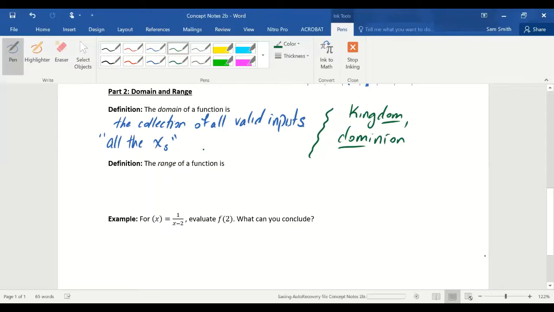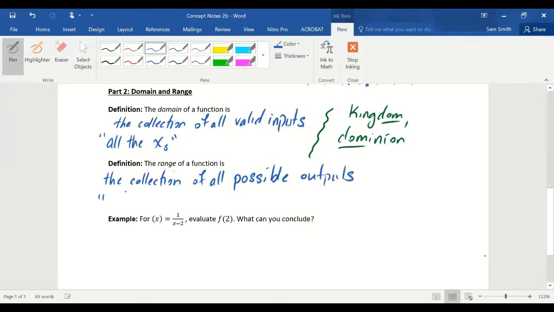Okay. Now, on the flip side, the range of a function is the collection of all possible outputs, everything that this function is capable of producing. And so in this algebra class, a lot of times folks would like to think about this as all the y's that you can get out of this function.